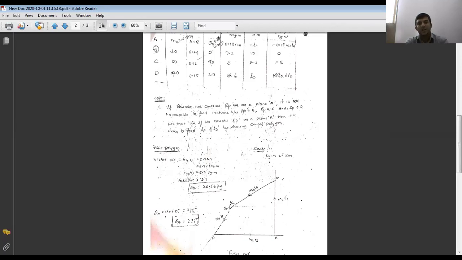Along that 210 degree line, how much are you going to measure here? 6 kg meter. Nothing but 1:1 scale. 6 kg meter is equal to 6 centimeter. On the 210-degree line, measure 6 centimeter. Now we'll get point C.